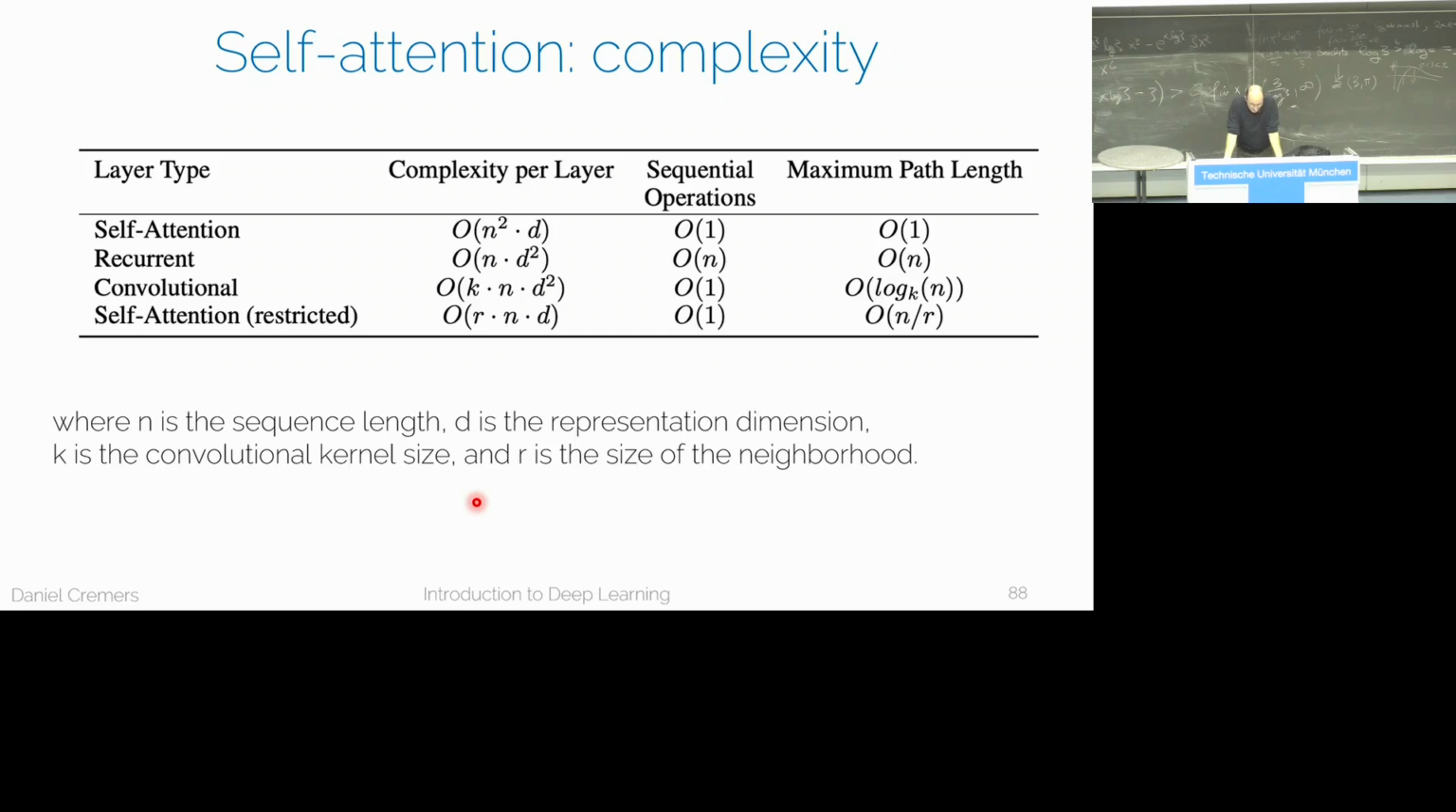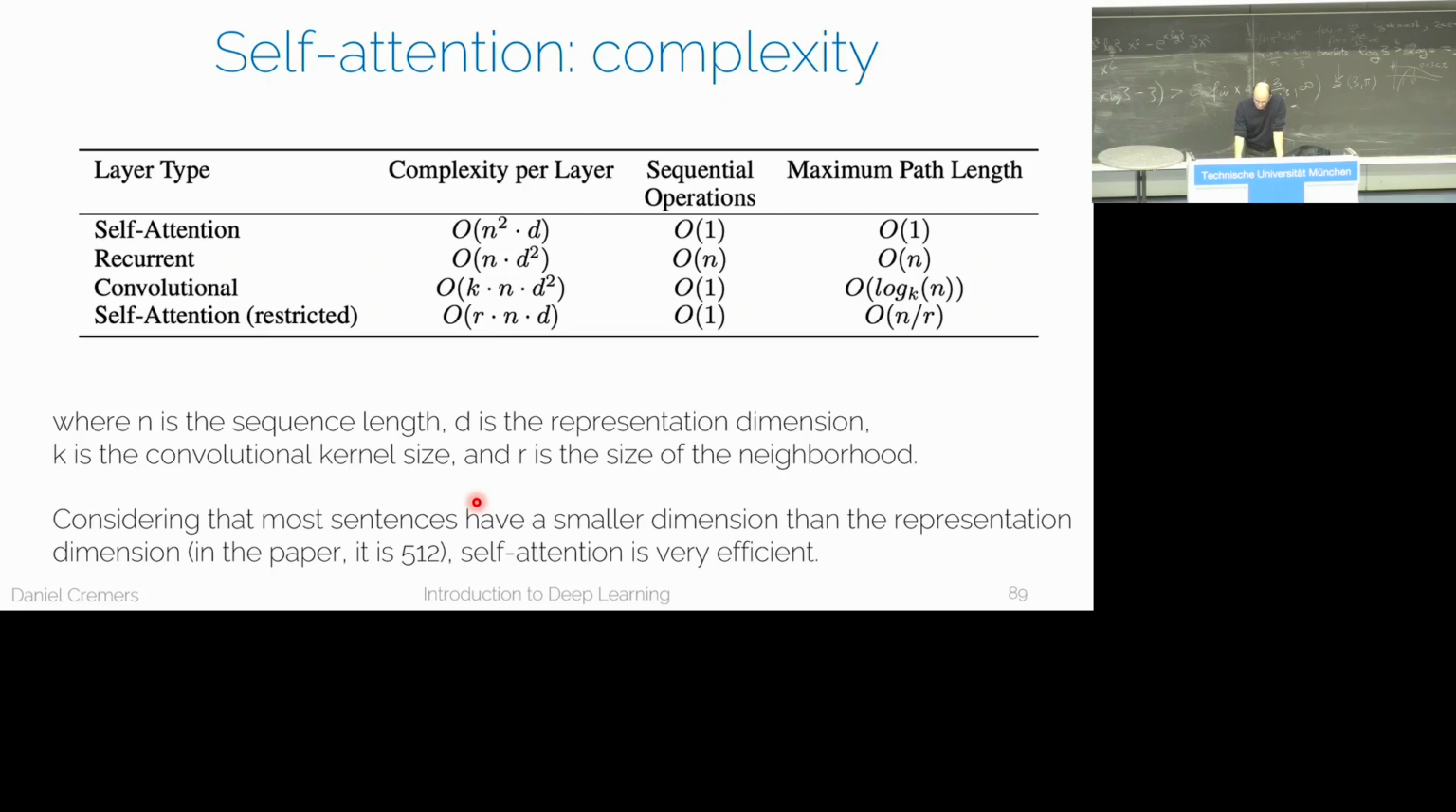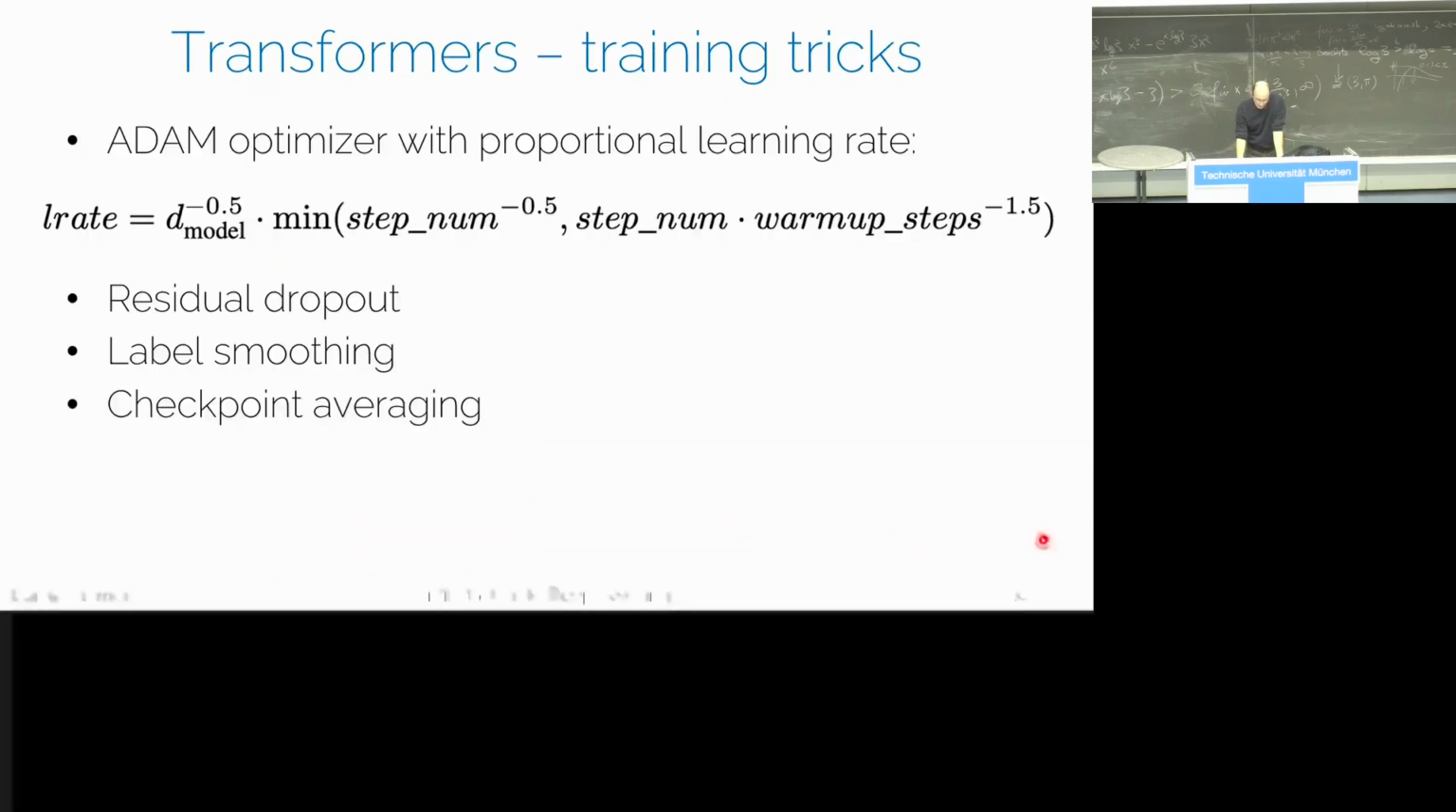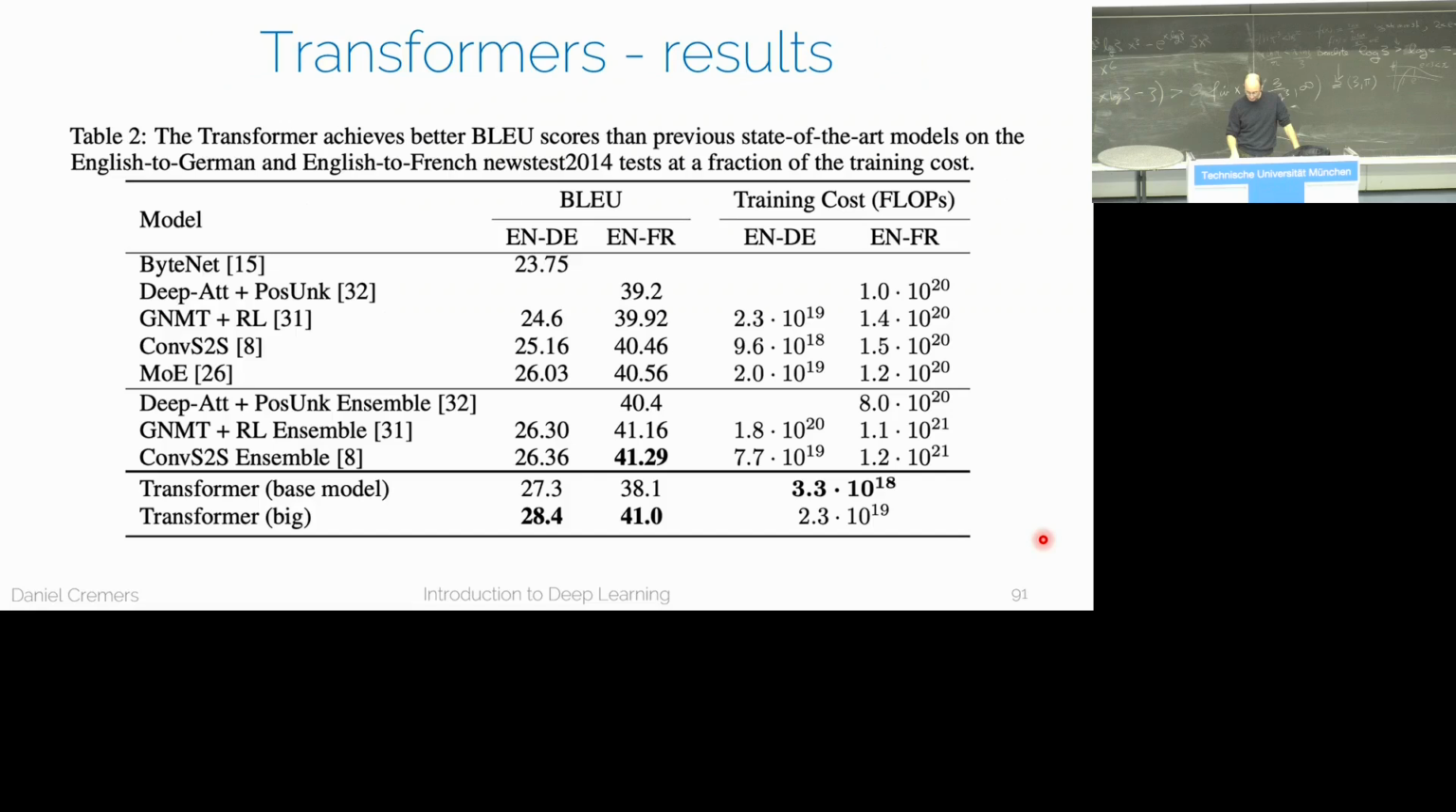So the complexity of this is fairly high. You can see it here, different comparisons of complexity of these networks. Typically, the question is how large is the attention window? This is an important problem. A few tricks. They typically use the Adam optimizer to train. There's different learning rates that people use. Then they have a residual dropout. They have a label smoothing and what's called a checkpoint averaging.